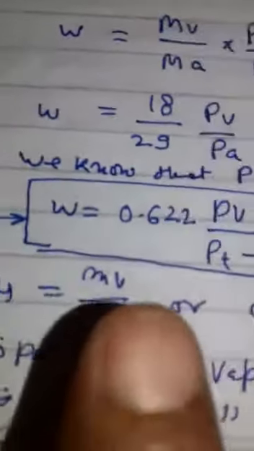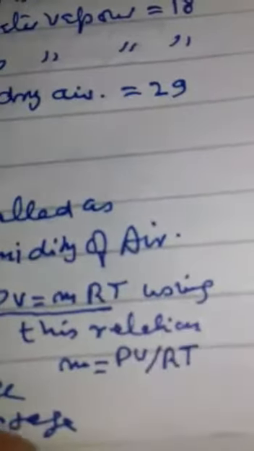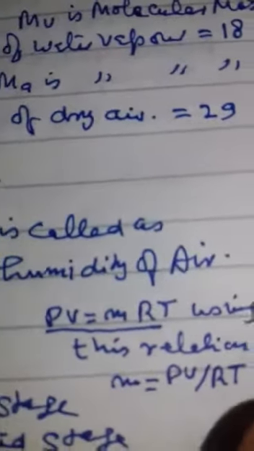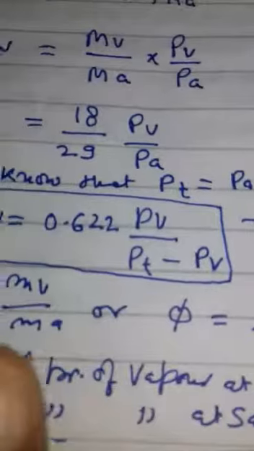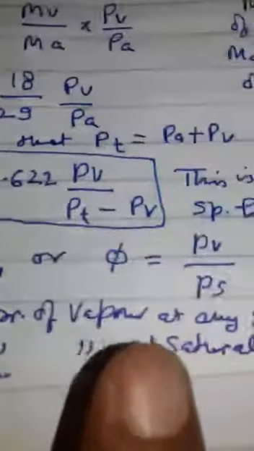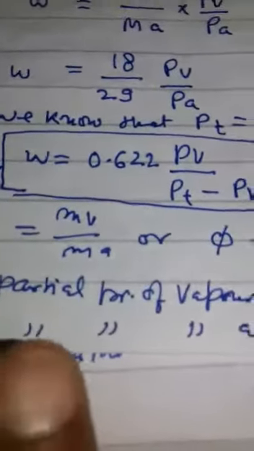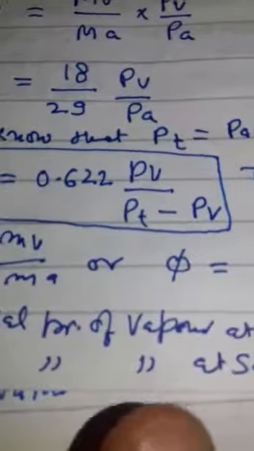Then relative humidity is given by MV upon MA, or phi equals PV upon PS. PV equals mRT is the relation, so m equals PV upon RT. From here we can get phi, and we will get the value of phi. PV is the partial pressure of the water vapor at any stage and PS is the partial pressure of the air.